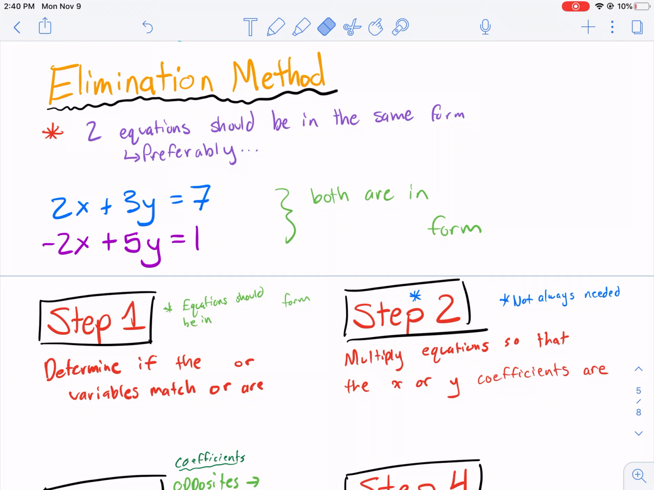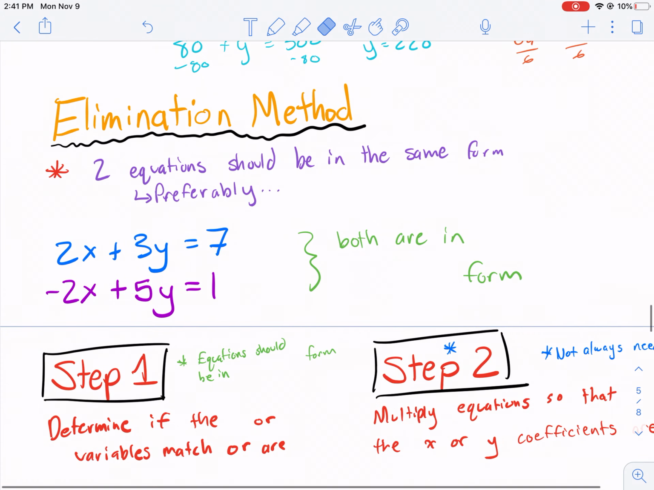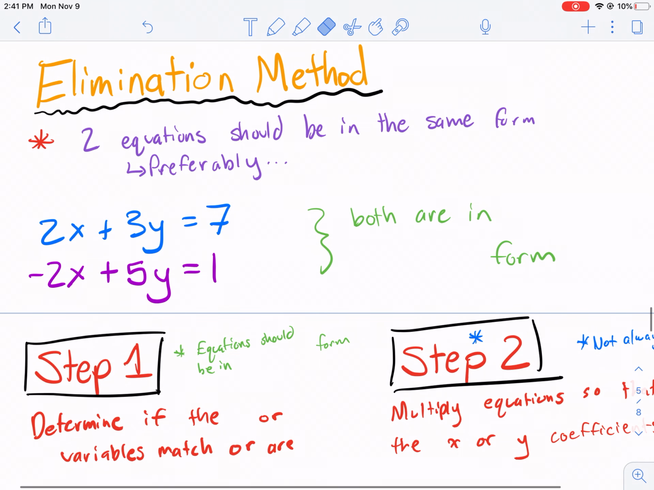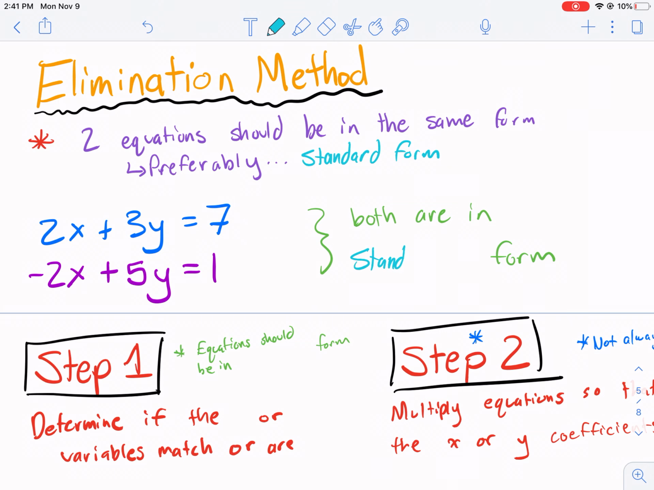I like this method the most just because it's really neat, it's organized, and it can be very quick sometimes. Sometimes it's not as good as substitution, but it's good to know. It's another tool in your tool chest, and you determine which strategy to use when. Preferably, you want these in standard form. That's when you have x and y on the same side of the equal sign with no fractions. If we look in here at the blue and purple, both of these are in standard form.